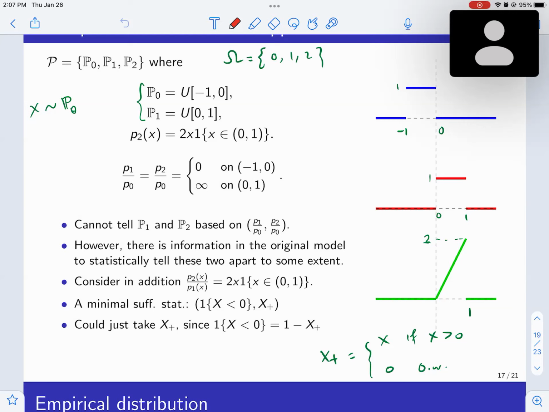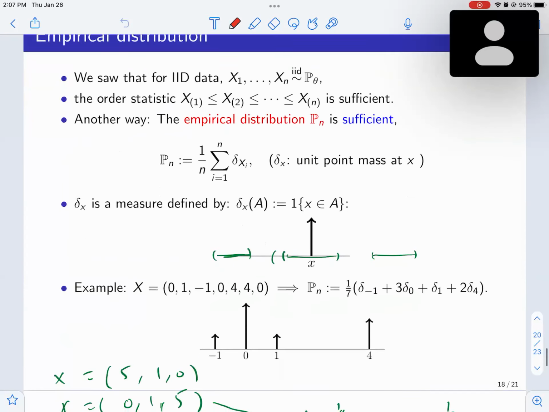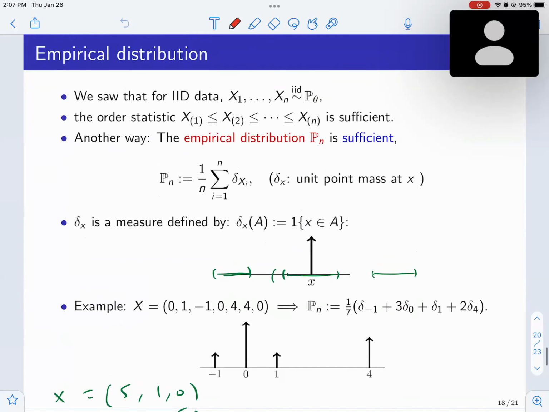This was the example that we were looking at, or we looked at that. I told you that the situation in the case of not having common support for finding minimal sufficiency is a little bit tricky. And then we ended up stopping here at the empirical distribution.